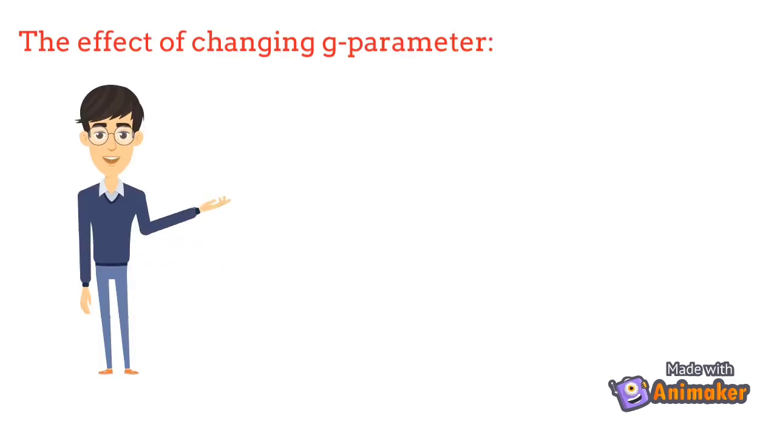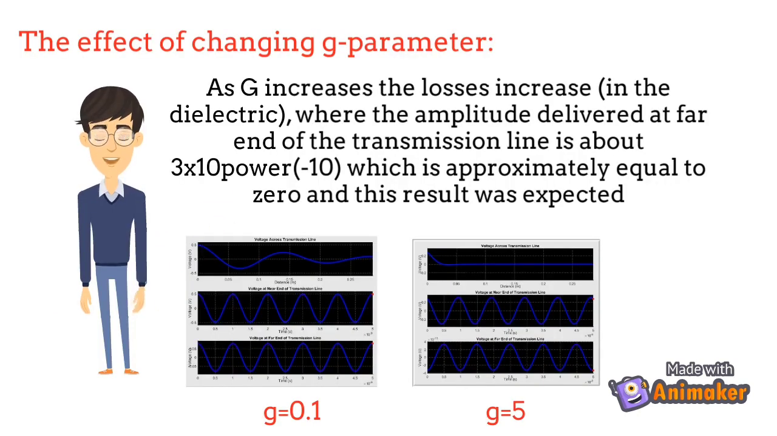As G increases, the losses in the dielectric increase, where the amplitude delivered at the far end of the transmission line is about 3 times 10 to the power of negative 10, which is approximately equal to 0. And this result was expected.